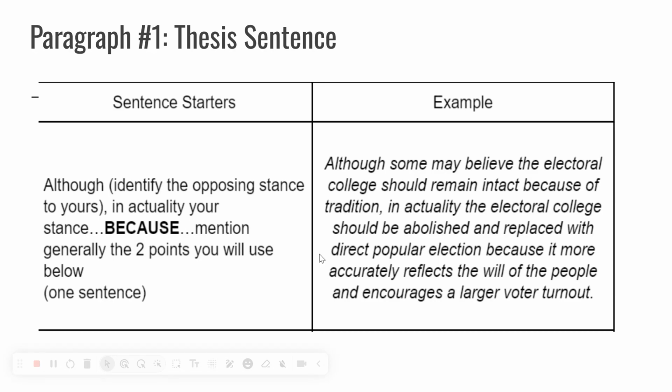I then stated what my opinion was, and I have my 2 reasons. So again, force yourself to do "although," and then the opposing stance, and then in actuality, what is your opinion? Because, and mention your 2 points. And this should be one sentence. You'll also note that I didn't mention the name of any documents or anything like that, right? I basically just wrote out the point from the document that I wanted.